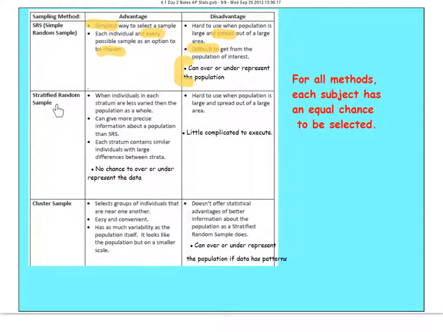Now, what about a stratified random sample? In a stratified random sample, when the individuals in each strata are actually less varied than the population as a whole, it's really nice to use this. It can also give more precise information about the population than an SRS. Third thing, each strata contains similar individuals with large differences between strata. So when you have the large differences between the strata is when you should use it. There really is no chance to either over or underrepresent the data because you've stratified by their like conditions.